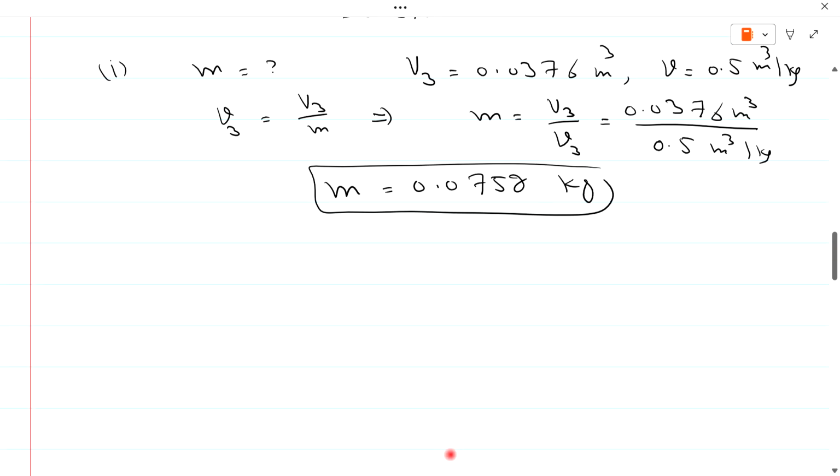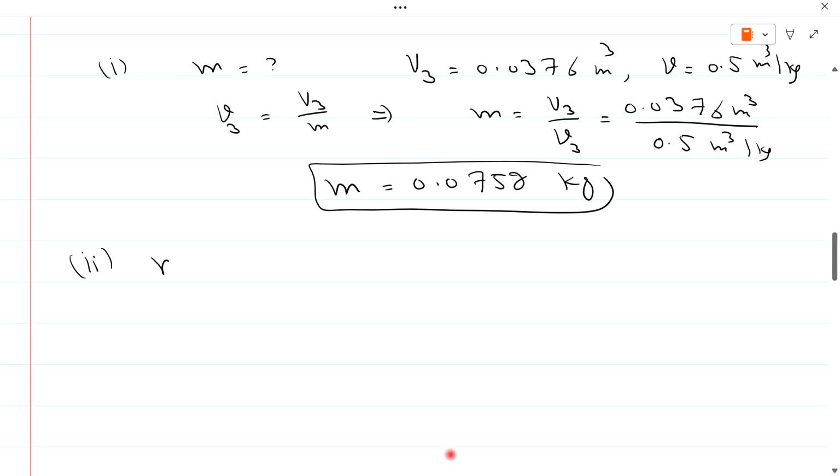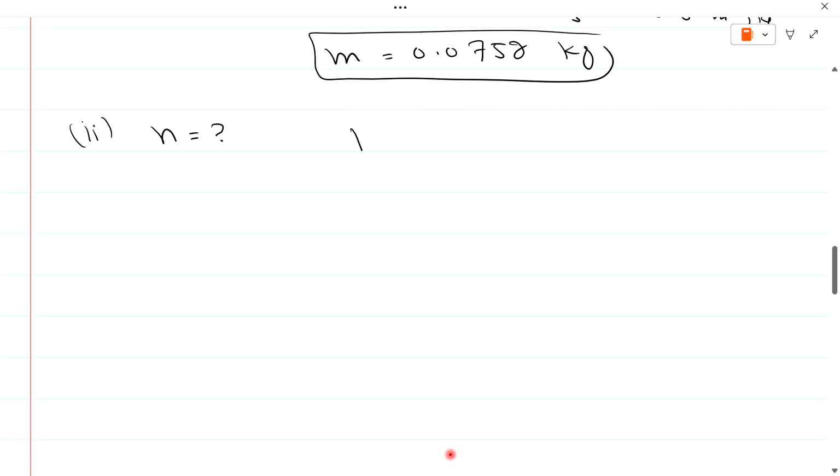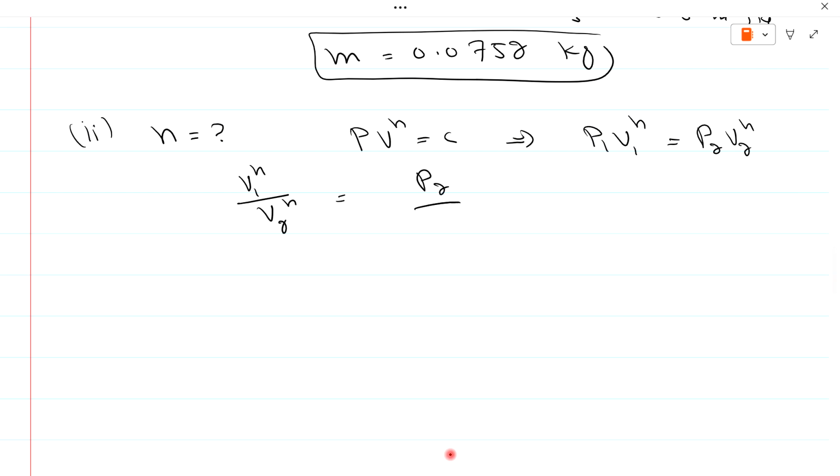Now the second requirement is to find n. To find n, from the first process we know that PV^n is equal to C. So this implies that P1 V1^n is equal to P2 V2^n. Rearranging this equation, V1^n divided by V2^n is equal to P2 divided by P1. So this implies that (V1/V2)^n is equal to P2/P1.